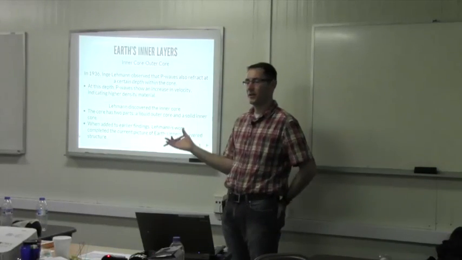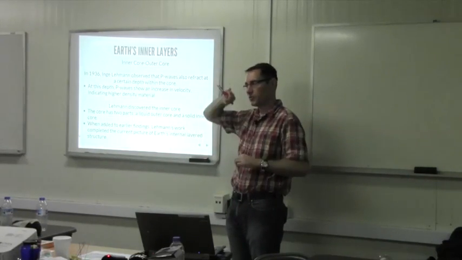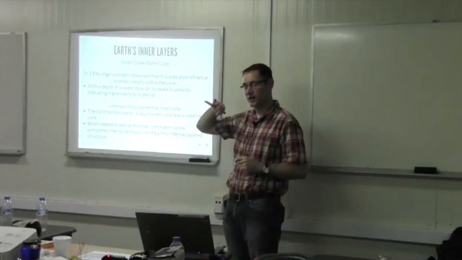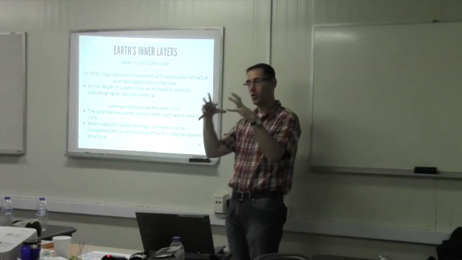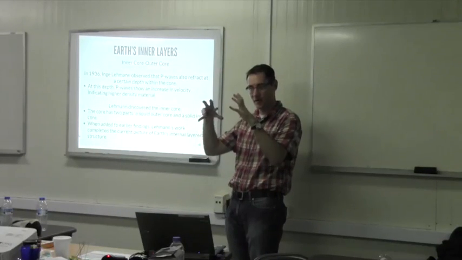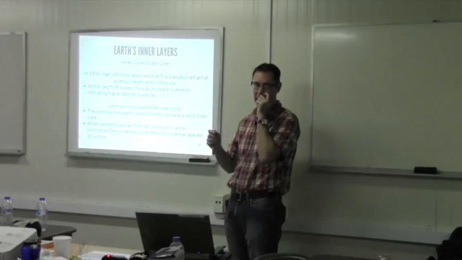And then finally, we have the whole picture of the Earth. A thin, less dense crust. A thick mantle that's pretty dense, but not too dense. A liquid outer core that's really dense. And an inner core that's even more dense and solid.